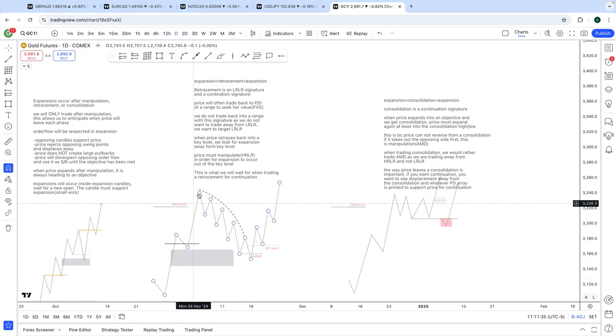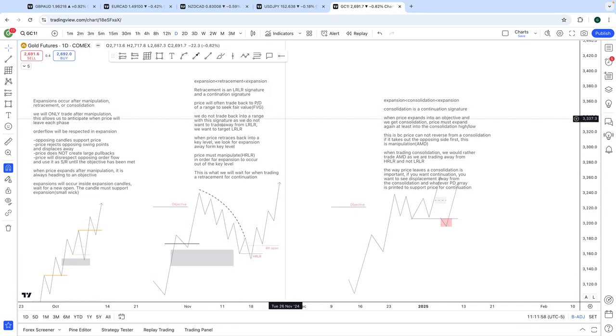So, expansion, retracements into an objective, right? If we expand and then get retracements, we must expand again, right? Because price is not going to leave this low resistance. We need manipulation to then reverse, right? So this is a continuation signature. Retracement is an LRLR signature and a continuation signature. Price will often trade back to premium discount of a range and seek a fair value gap, right?